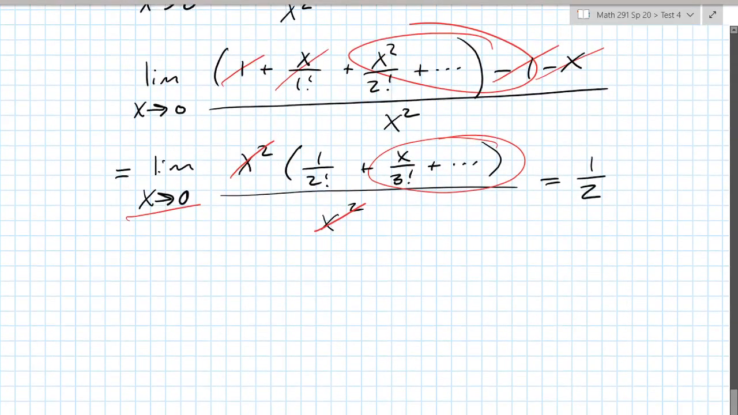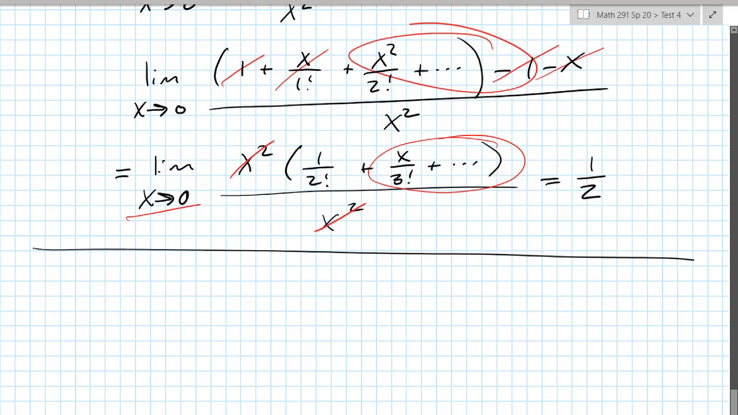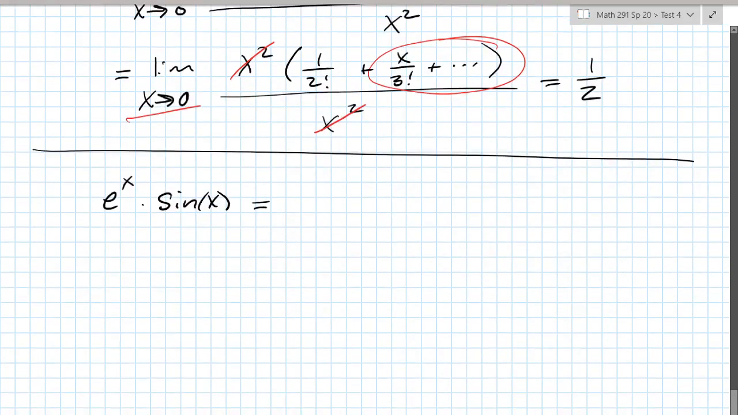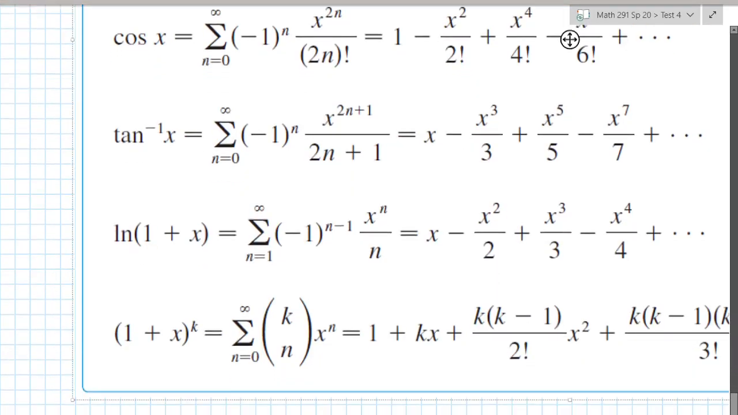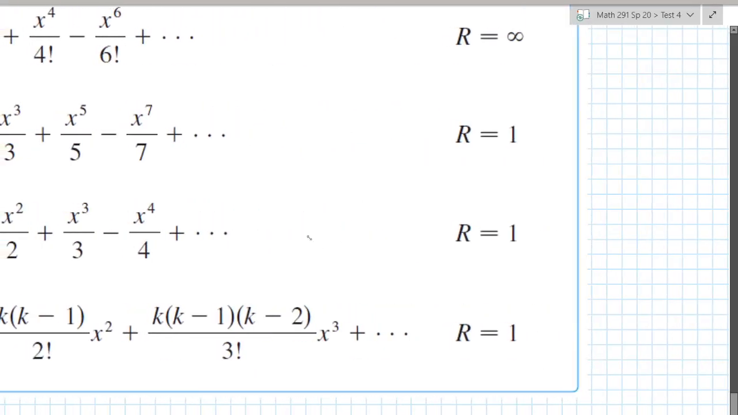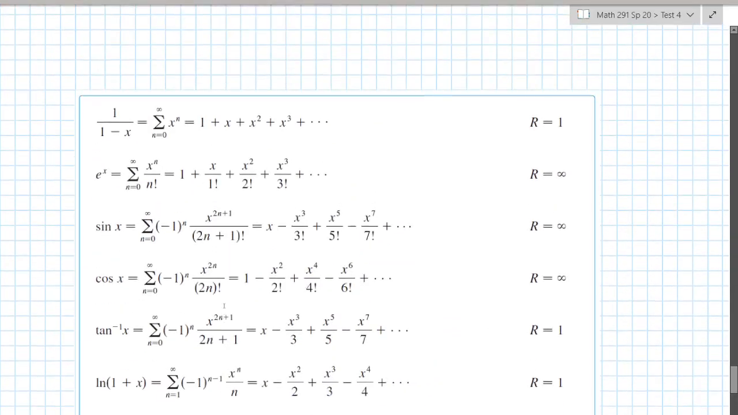Last thing that we can do is we can multiply series together. So if we had e to the x times sine of x, we can do the two series representations for e and for sine, and then FOIL it all out. Well, we'll pretend to FOIL it all out. You can't actually FOIL it all out since there's an infinite number of terms, but let's pretend like we were going to do it.